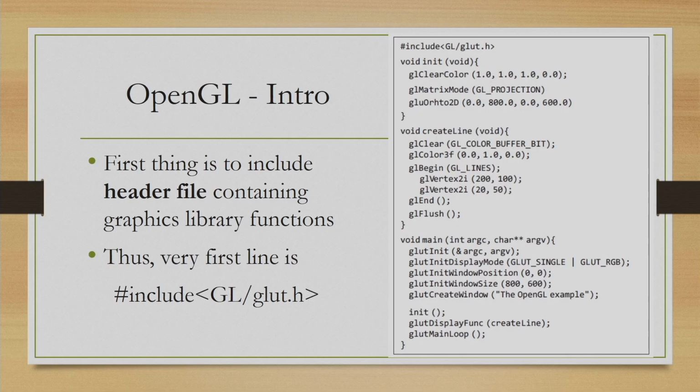So, in order to make use of the library functions, the first thing we should do is to include a header file. Now, this header file contains the library functions. So, here we have included it with this statement, #include <GL/glut.h>. Now, what does this library name mean?